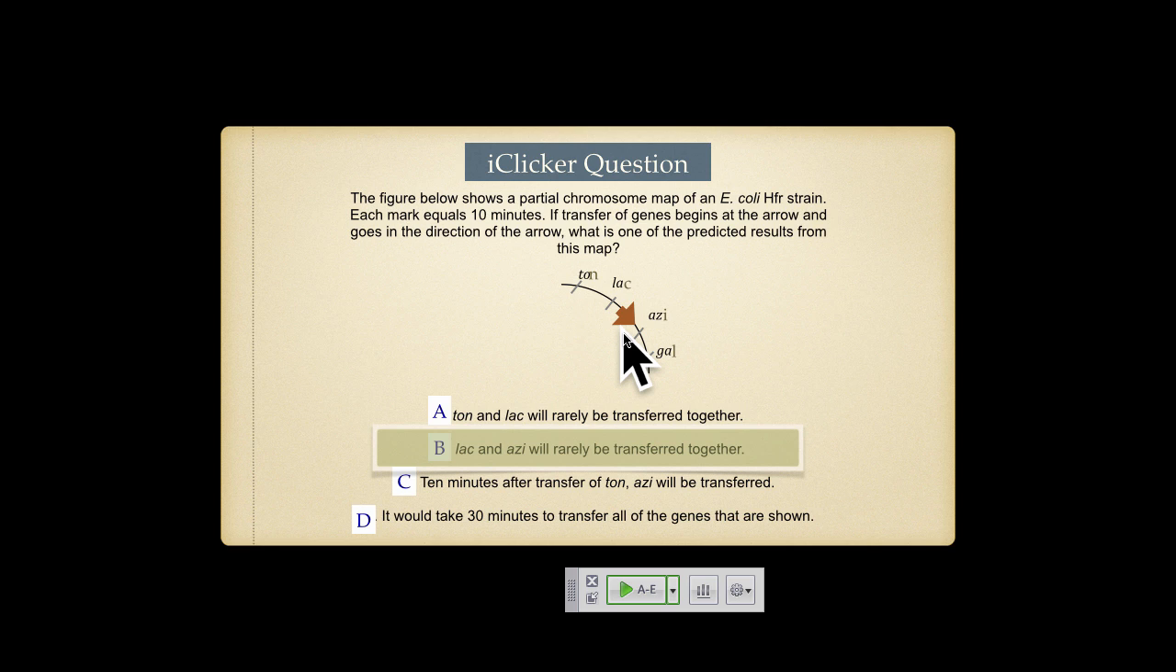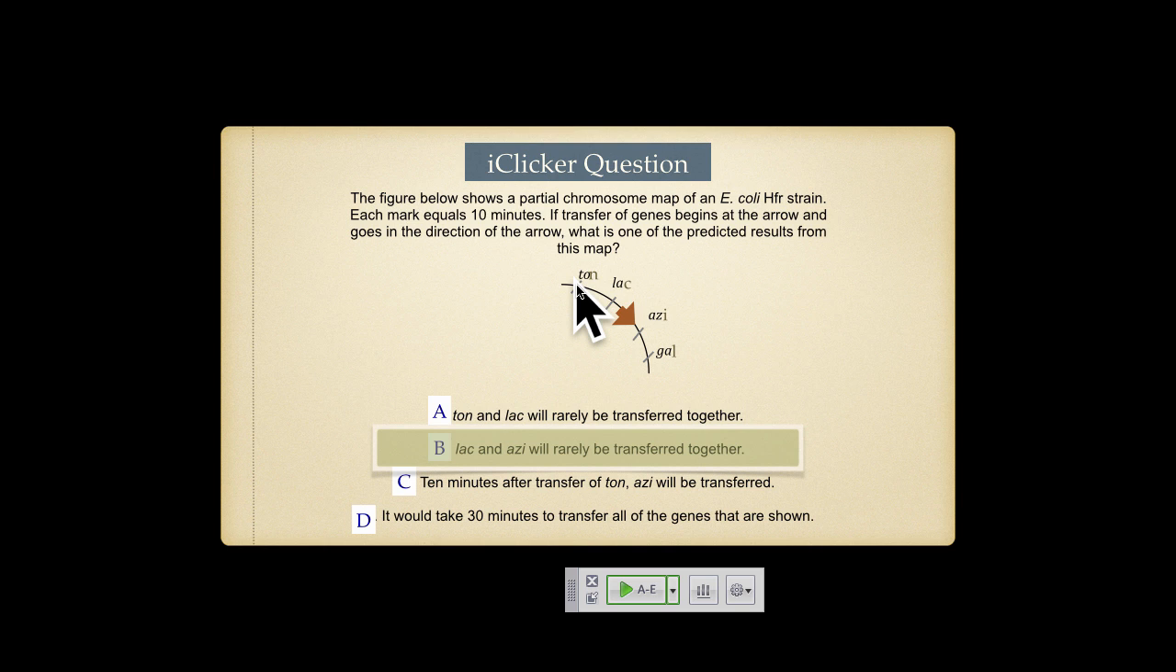Yes. The red arrow is going clockwise. Well, it's showing here that the tip of this arrow is going to go first and pull everything behind it. So the way they've drawn this, lac would go first, then tonB. You go all the way around the circle, and azide resistance would be last. Okay.